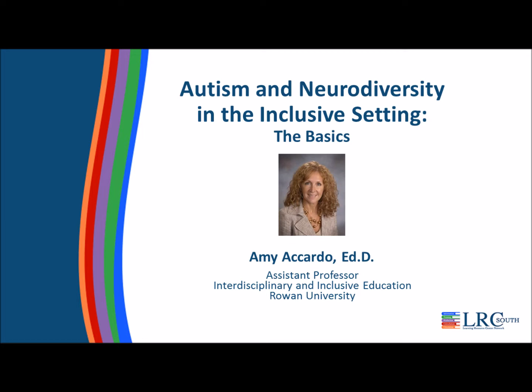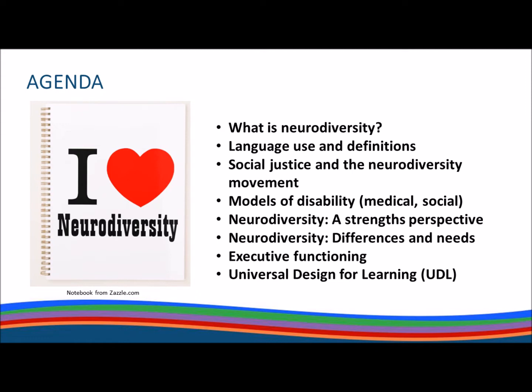In this brief introduction, we cover topics ranging from basic language use and definitions to disability models and to developing support systems through universal design. More specifically, we will begin with the question, what is neurodiversity? And we'll explore the basics of language use and definitions, social justice and the neurodiversity movement, models of disability, neurodiversity, a strength perspective, neurodiversity, accommodations and supports, executive functioning, and universal design for learning, also known as UDL.